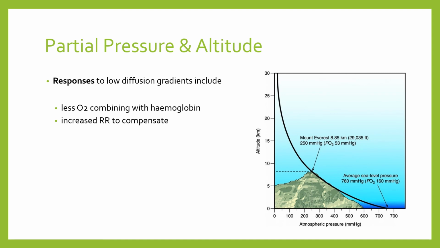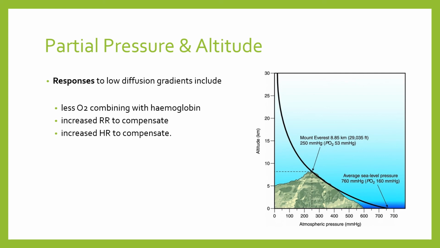In order to compensate for sending less oxygen around the body, the body increases the respiration rate, the breathing rate. So in order to compensate for having less oxygen coming in because of that low diffusion gradient, we simply breathe more quickly to try and compensate.